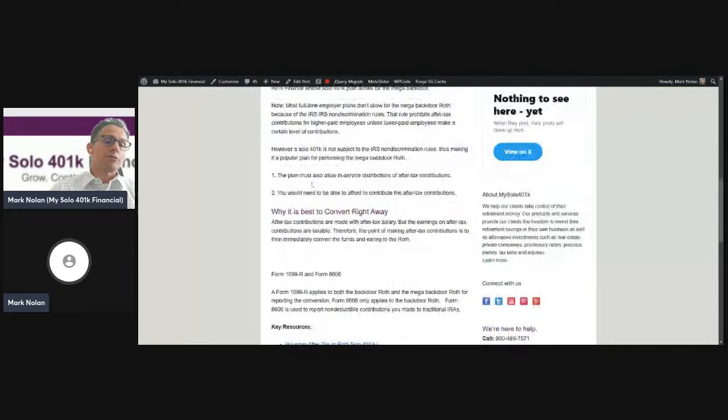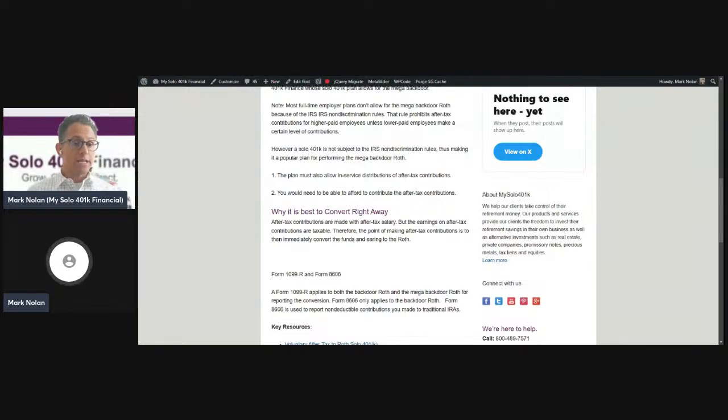So in review, in order to do the mega backdoor Roth, the plan must allow for in-service distributions of after-tax contributions. And of course, you also need to be able to afford to contribute the after-tax contributions. So using my example of an S corporation, if you pay yourself only $30,000 in W-2 wages, you're only going to be able to contribute $30,000 as a voluntary after-tax contribution to the solo 401k, and then convert it over to the Roth solo 401k or the Roth IRA as part of the mega backdoor Roth.